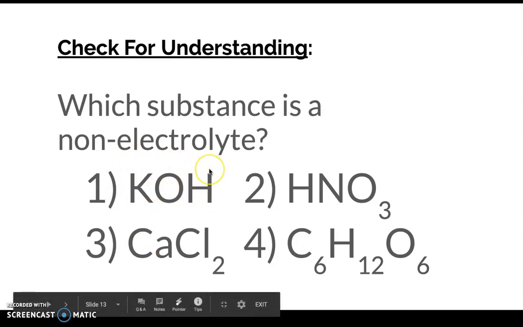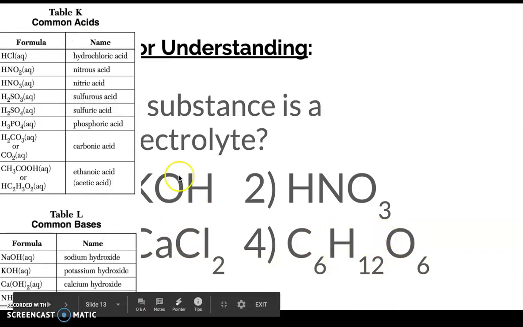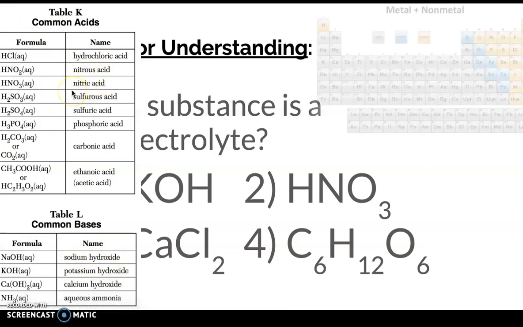KOH is actually a base. HNO3 is an acid. CaCl2 is an ionic compound. And then C6H12O6 is going to be our covalent compound, hence our answer. So once again, KOH is potassium hydroxide. That is found on table L. This is a base. HNO3 is an acid. That is going to dissociate.